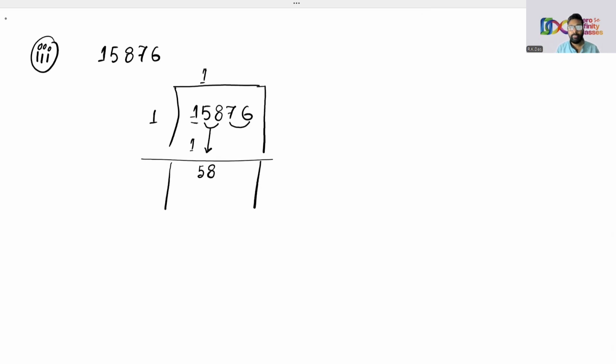Then again, second step: we already learned, we have to add 1 with 1. So 1 plus 1 is 2. I'm writing 2 here, then blank, then again blank. Again we have to take the same number here in such a way that we will get 58, or it can be less than 58. But whatever number we take in this blank, after multiplying it should not be greater than 58.